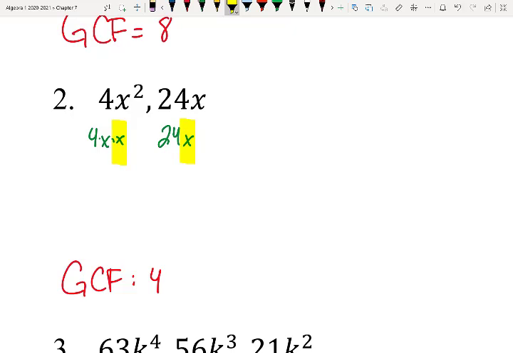So my GCF, even though we want it to be the greatest thing possible, is only what they have in common. And in this case, the only thing they have in common is a single x value. The 4 they have in common for my coefficients, but then x is my only thing that they share between those two terms. So my GCF here would be 4x.